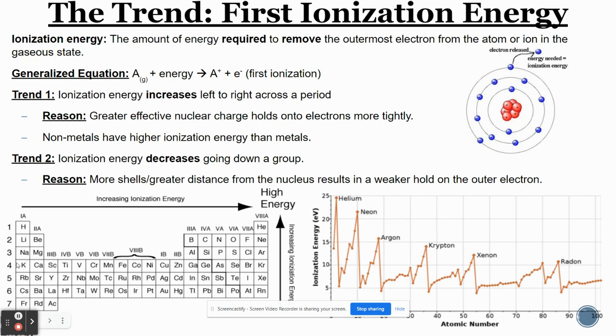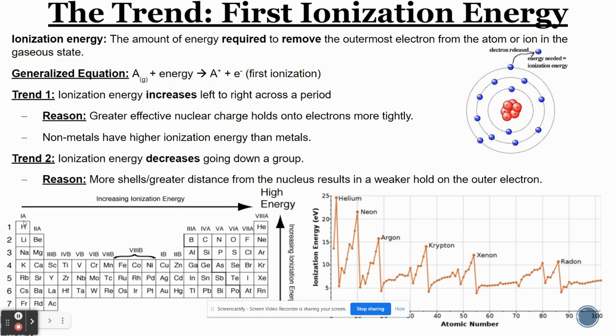So for example, the valence electron for potassium is farther away from the nucleus than the valence electron for lithium, because there are more shells in potassium. So you don't have to put in as much energy to take the electron away, since it's so far away from the nucleus to begin with.